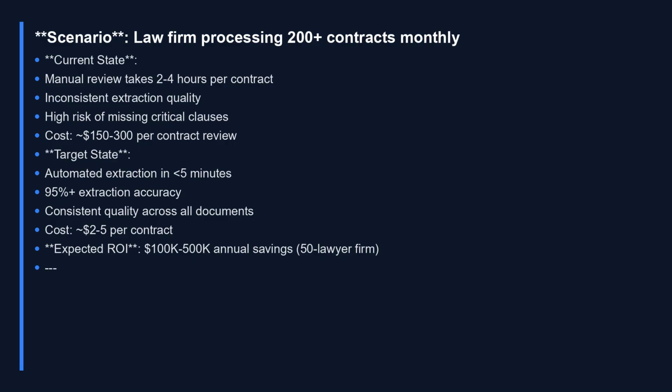The target state we're building toward: automated extraction in under 5 minutes, 95% accuracy or better, consistent quality across every document, and a cost of $2 to $5 per contract. For a 50-lawyer firm, that's a potential $100,000 to $500,000 in annual savings. This isn't a toy project.